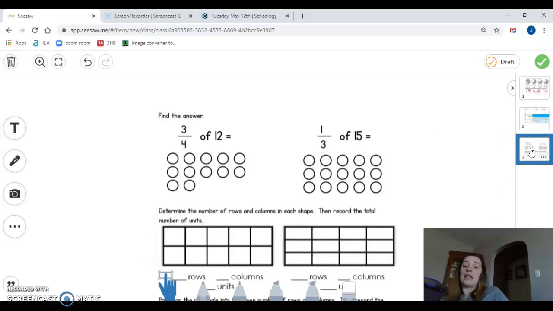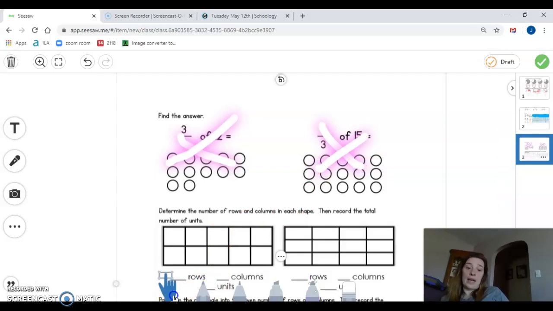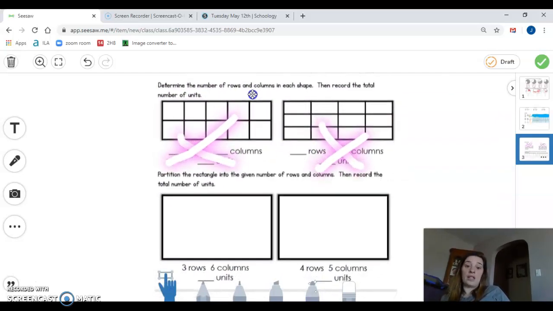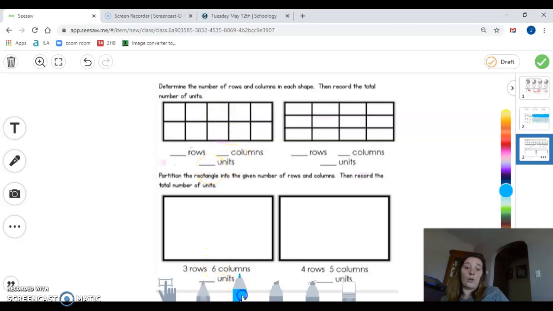Good. Okay, now this part, we skipped this lesson. You don't have to do those. On your test, do not do those. You didn't do that lesson. We skipped it. Okay? So then down here, these are the last ones you have to do. We're partitioning and we're determining the number of units. Okay? So on this one, you have to tell me how many rows and how many columns and how many units.